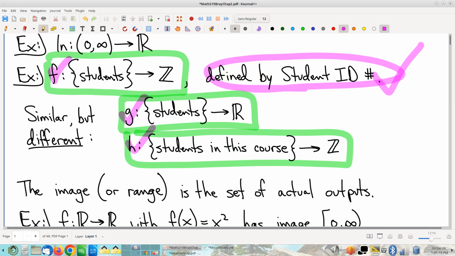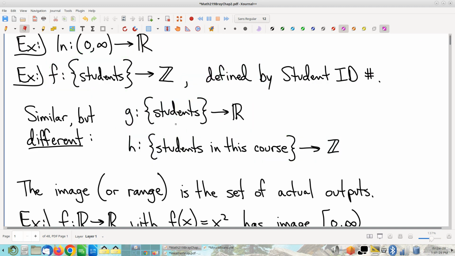Yeah. Is the target the same thing as the range? I'm going to talk about that in a couple minutes. Yeah, great question. Great question. Okay, before I get to that, let me define something called the image.